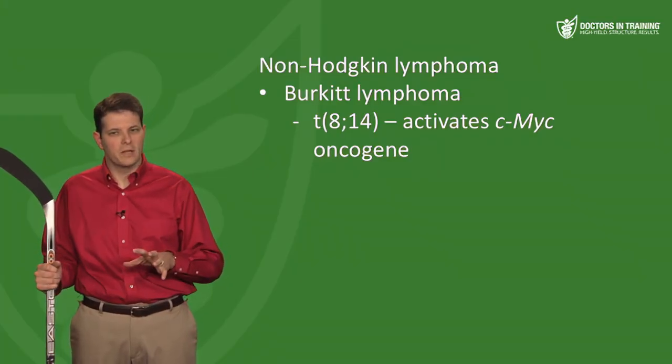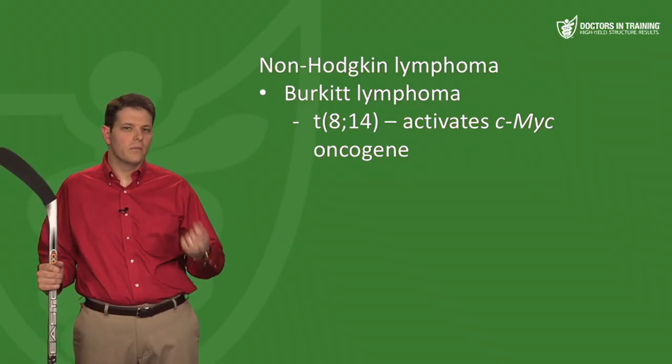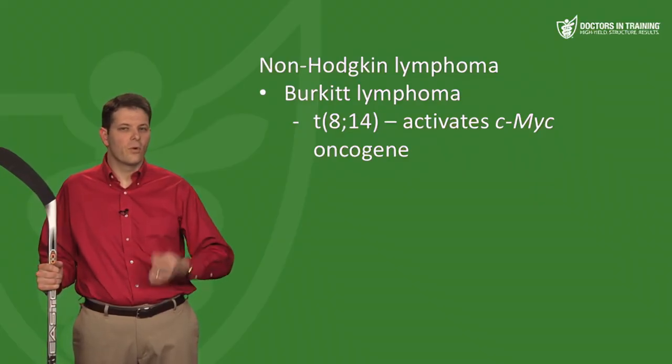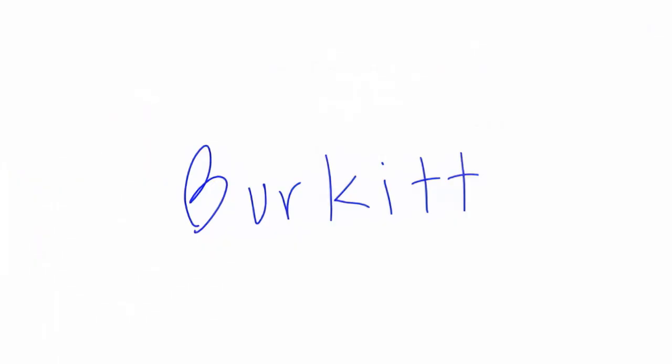Now, don't get those numbers mixed up. Burkitt lymphoma has 8-14. Follicular lymphoma and diffuse large B-cell lymphoma have 14-18. Watch this. If you write Burkitt like this, so that the B becomes an 8 and the T's become 14, that should help you keep it straight.